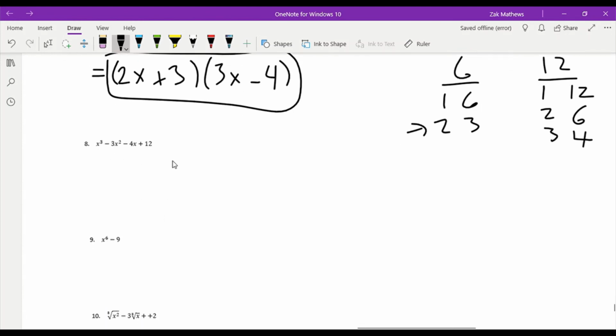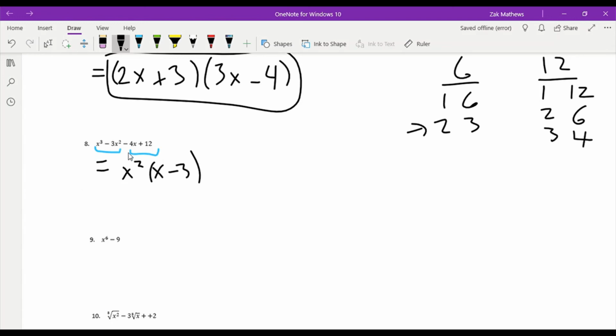Number 8, here we have 4 terms. I should also note that there is no common factor. So 4 terms, if I want to factor something with 4 terms, I'm going to have to use factoring by grouping. So what we're going to do is group these first 2 terms and then these second 2 terms. So if I group those first 2 terms and look for what I can factor out, I see that both have x squared in common. So I'll pull the x squared out. I'm left with an x minus 3.